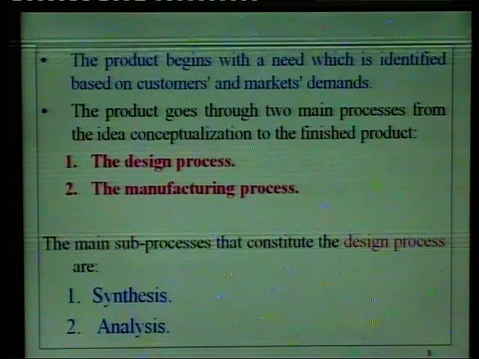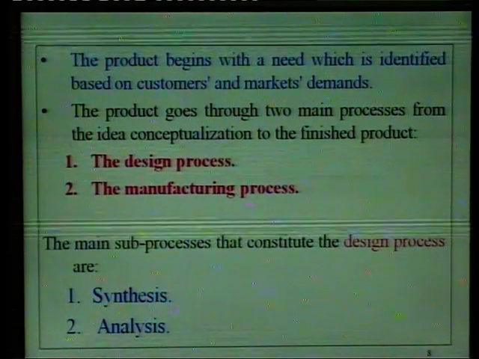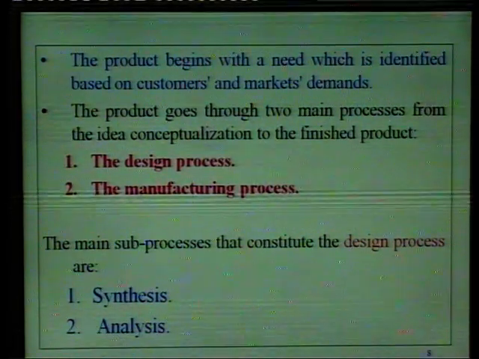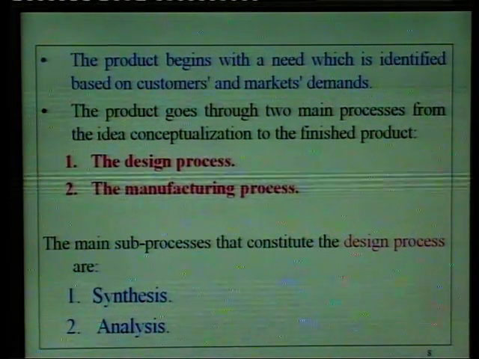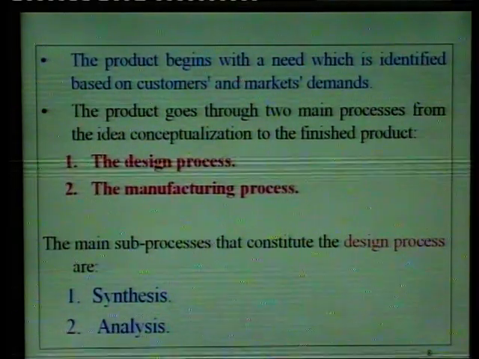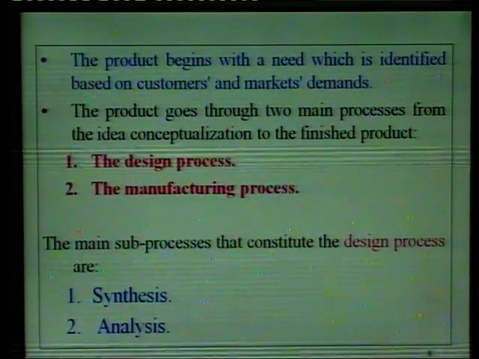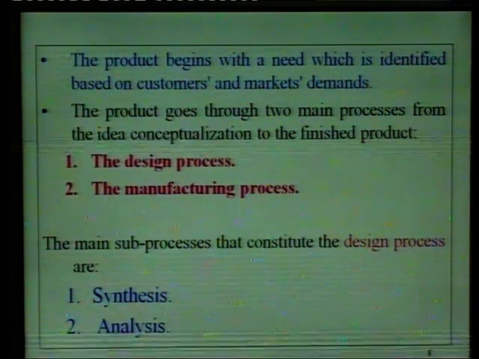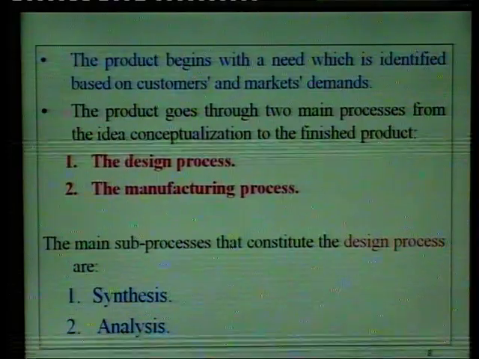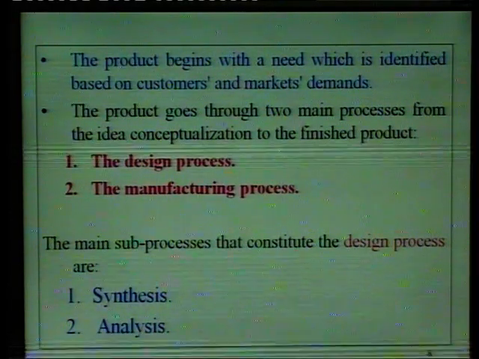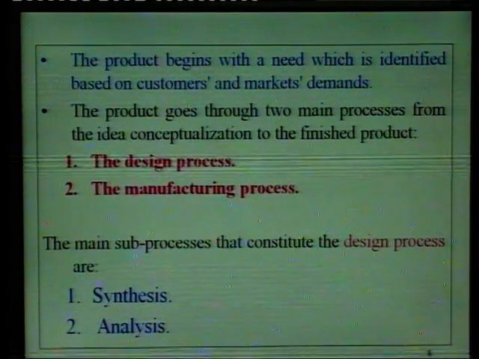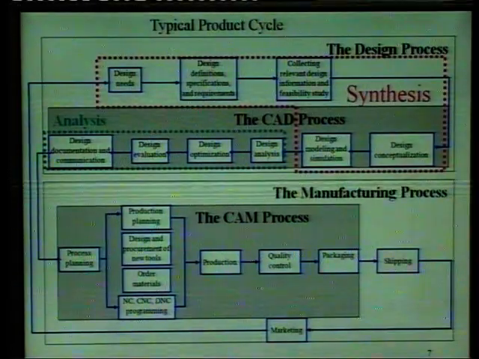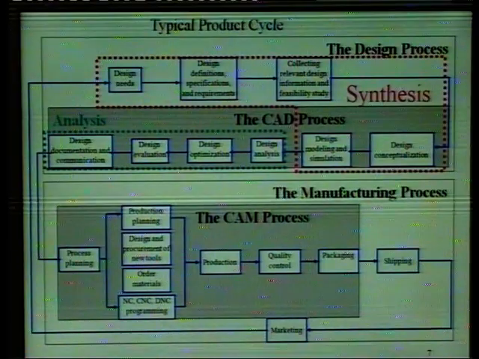So, as I said, here I am going to summarize what we learnt in the last diagram. The product begins with a need which is identified based on customers and markets demands. The product goes through 2 main processes, from the idea conceptualization to the finished product: the design process and the manufacturing process. The main sub processes that constitute the design process are synthesis and analysis. So, once again we are going to see it in the light of this conclusion.